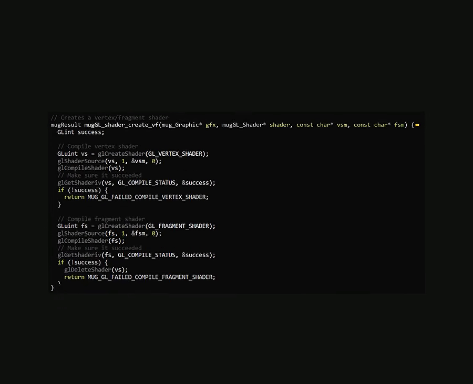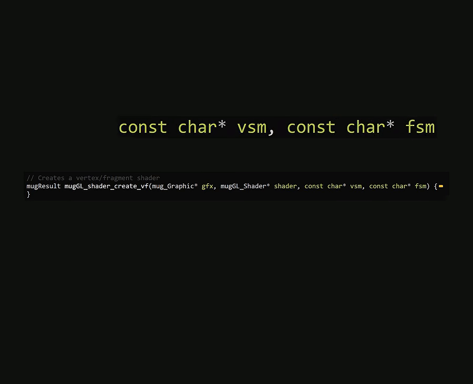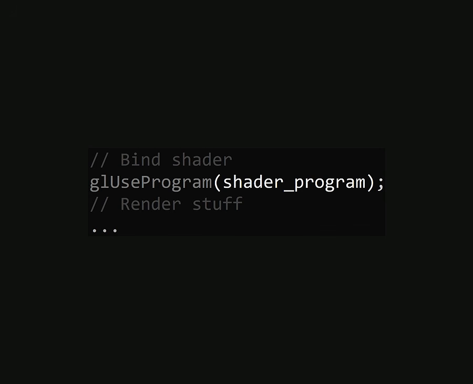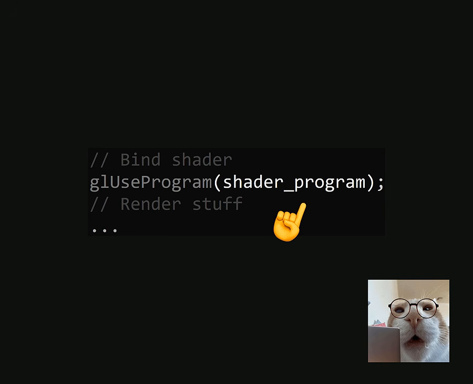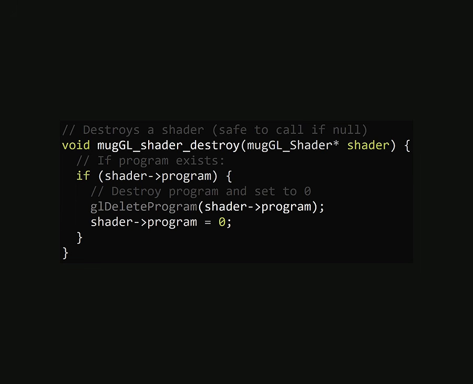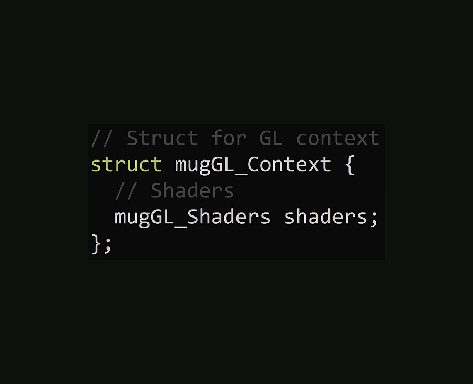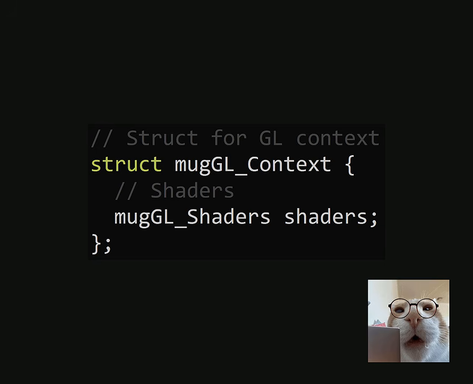I simplified this whole process into a single function that just takes in code for a given vertex and fragment shader and returns a newly created shader program. Whenever I want to use the program, I call GL_useProgram. From there, any render calls made in OpenGL will be performed with the program until another program is bound. And whenever the program needs to be destroyed, I simply call GL_delete_program on it. The point shader program and any future shaders that I make are all going to be stored in this one struct, muGL_shaders. This struct is then stored in the OpenGL context, allowing the shaders to be permanently stored as long as the graphic exists.